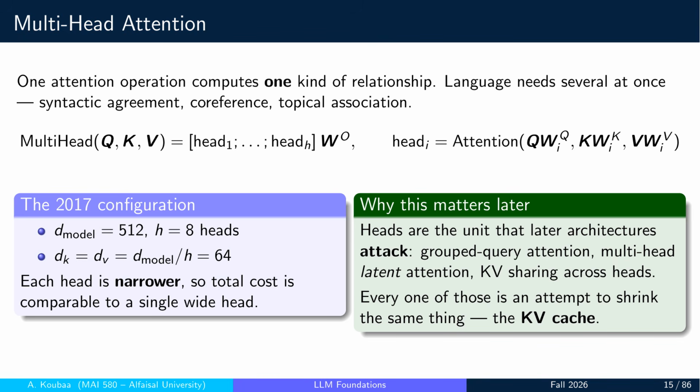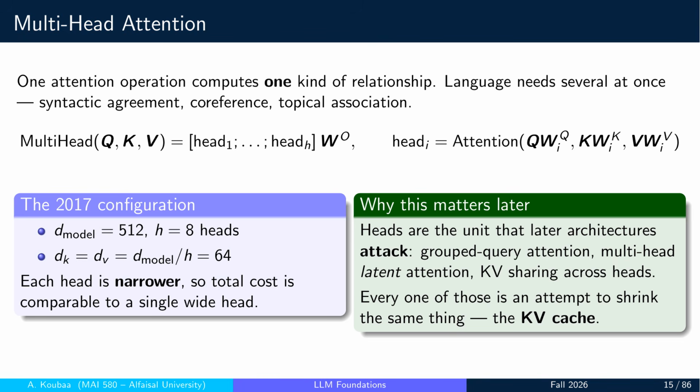There were 8 heads, so dk and dv were 512 divided by 8, which is 64. Each head is narrower, so the total cost is comparable to a single wide head. We get several relationships for roughly the price of one.